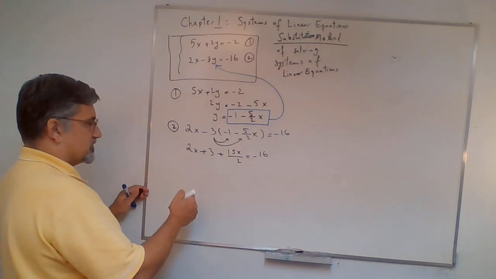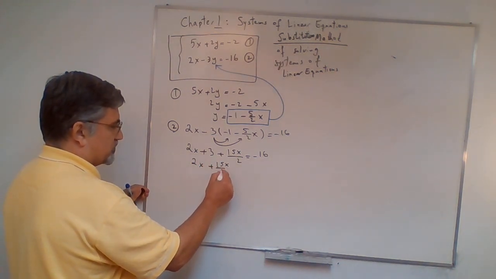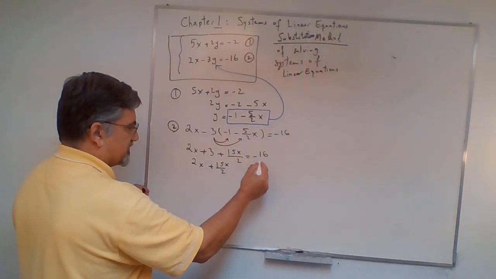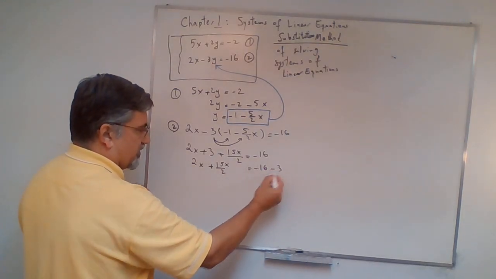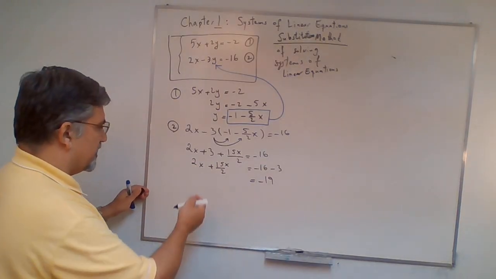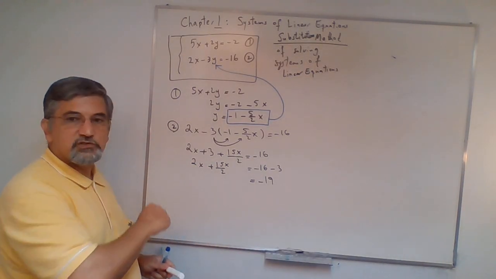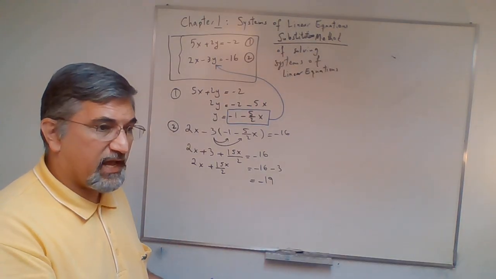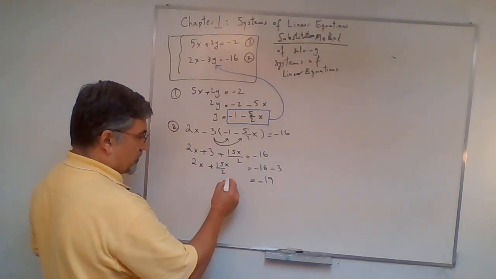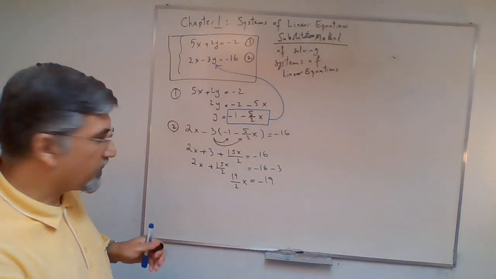So we have 2x on the left, 15x over 2 on the left, negative 16 on the right, and negative 3 on the right. So that's negative 19, easy. Now, what is 15 over 2? That's 7.5. 7.5 plus 2 would be 9.5. 9.5 is 19 over 2. So basically, 19 over 2 x equals negative 19.